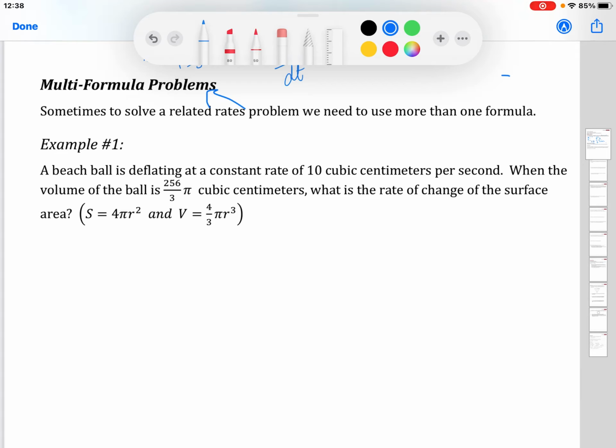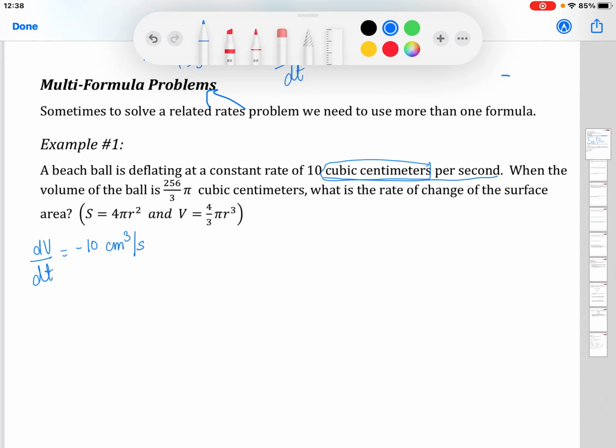A beach ball is deflating at a constant rate of 10 cubic centimeters per second. Again, deflating means what? The volume, because look at your units. Cubic centimeters are the units for volume. Per second means its rate. So dV/dt is what? And it's deflating, so it's going to be negative 10 centimeters cubed per second.